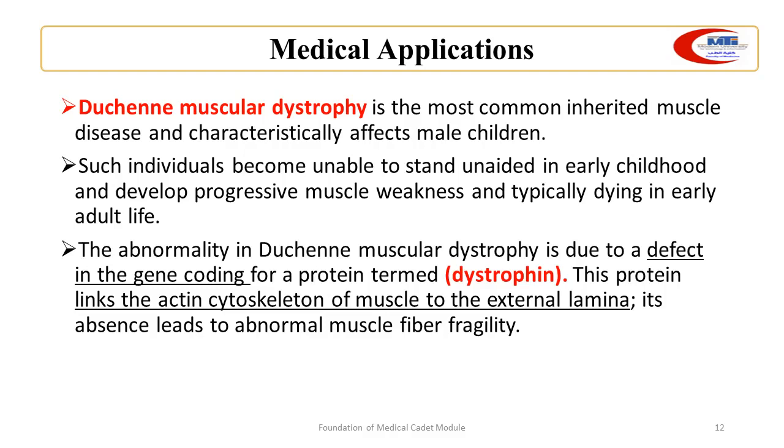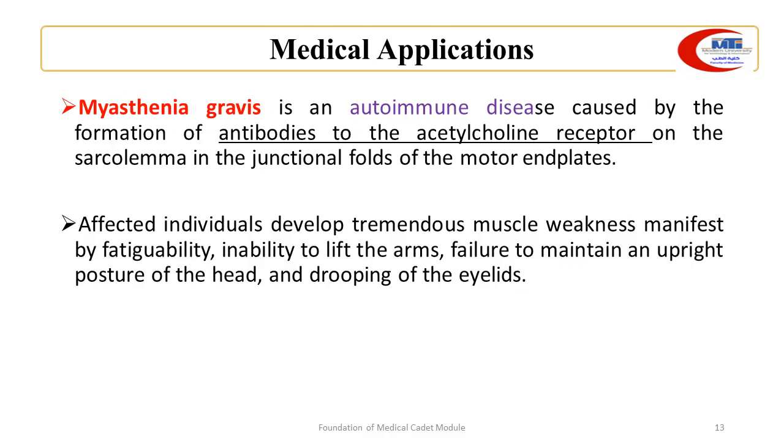and finally atrophy. Myasthenia gravis is an autoimmune disease caused by the formation of antibodies to the acetylcholine receptors on the sarcolemma of the skeletal muscles, leading to inability of muscle contraction due to inability of depolarization of the skeletal muscle. So there is muscle weakness. The manifestations include muscle weakness, inability to lift the arm, and failure to maintain an upright posture due to inability of muscle contraction.